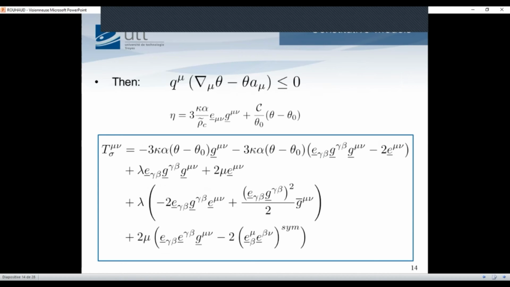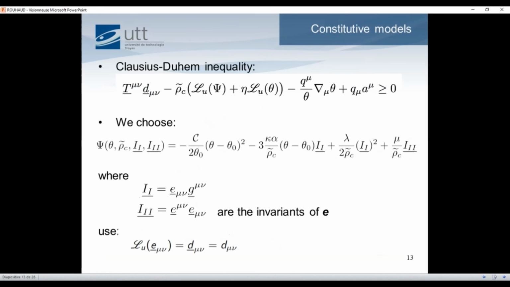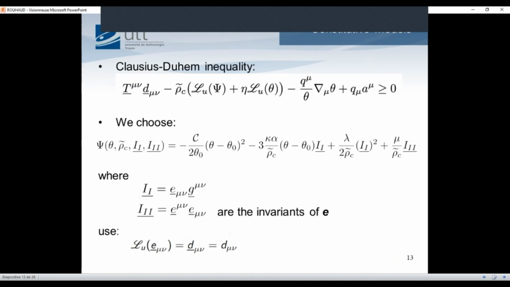So we obtain terms here for the thermo-mechanical behavior of the material, linear terms here and nonlinear terms here. Now, the advantage of this derivation is that we have been able to derive this stress tensor from the Clausius-Duhem inequality without using any specific frame and reference frames.